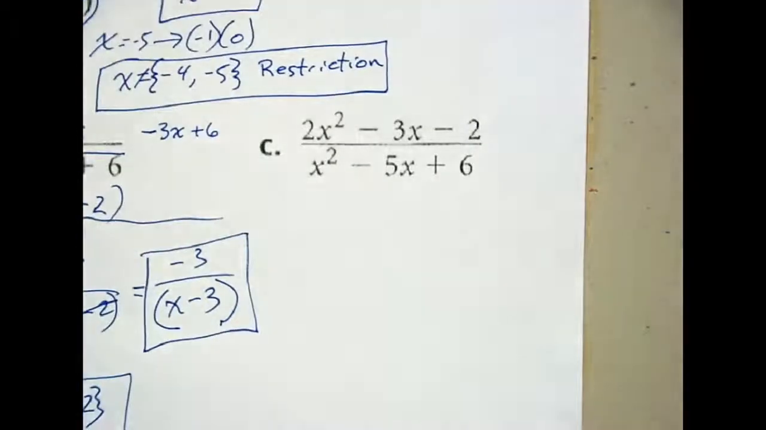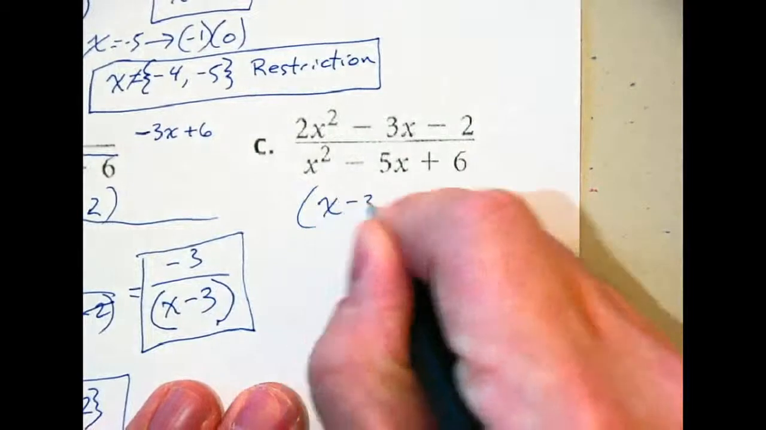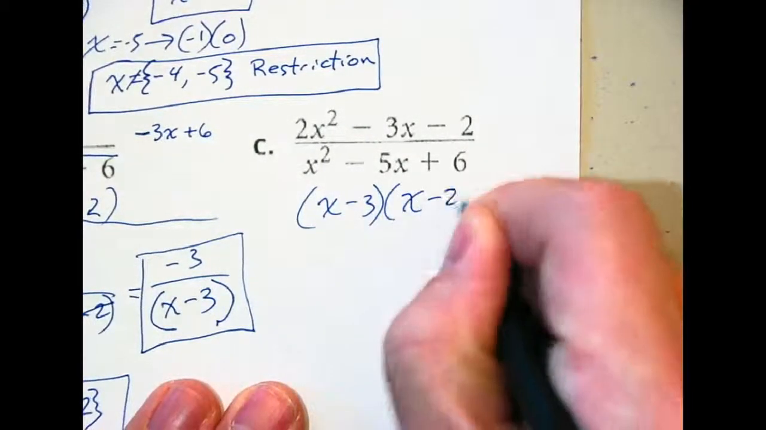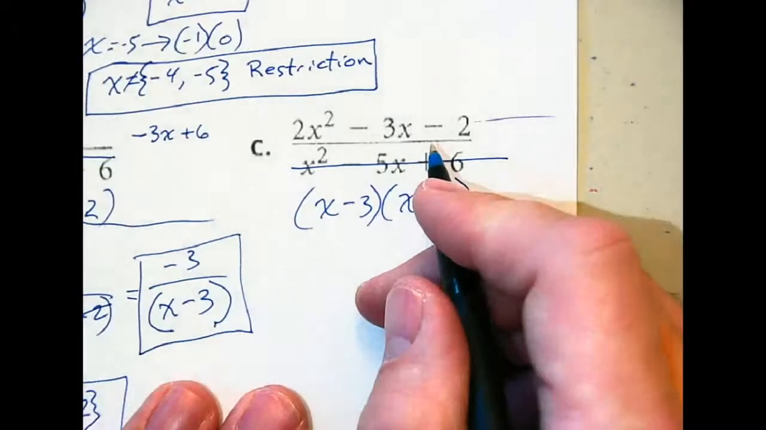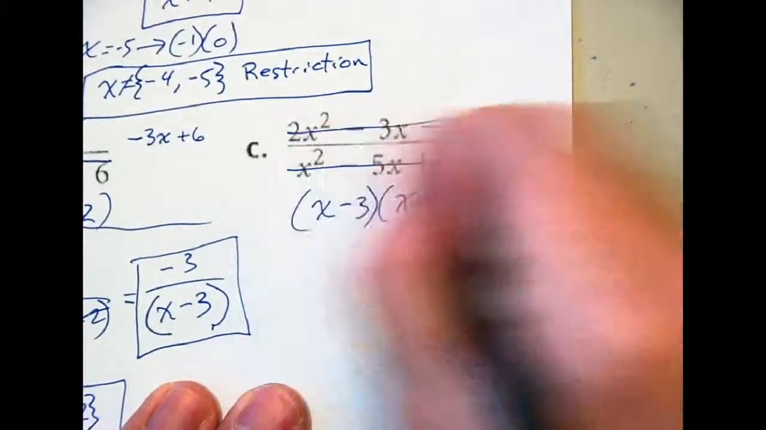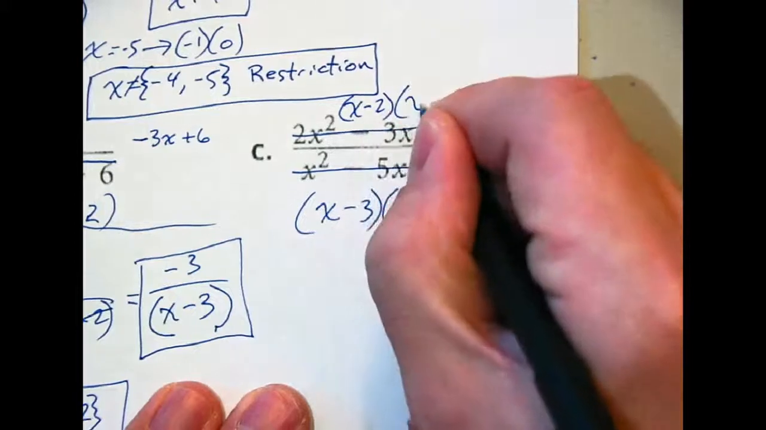Letter C. Factor top and bottom. If I factor the bottom, what do I get? Exact same thing, right? Okay. Can I factor the top? Yes. What's it become? X minus 2 times 2x plus 1. Okay.